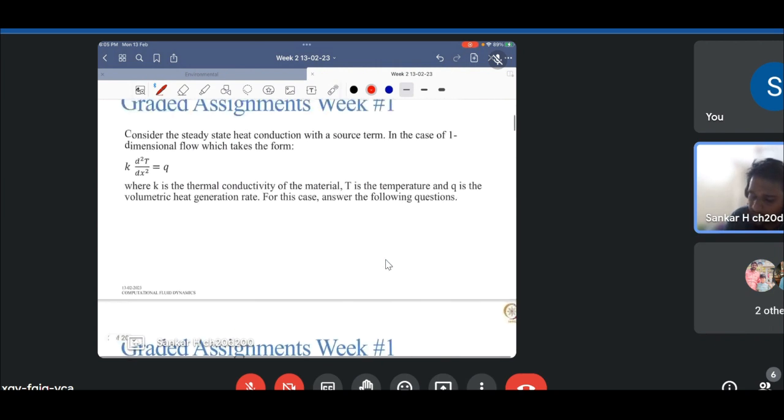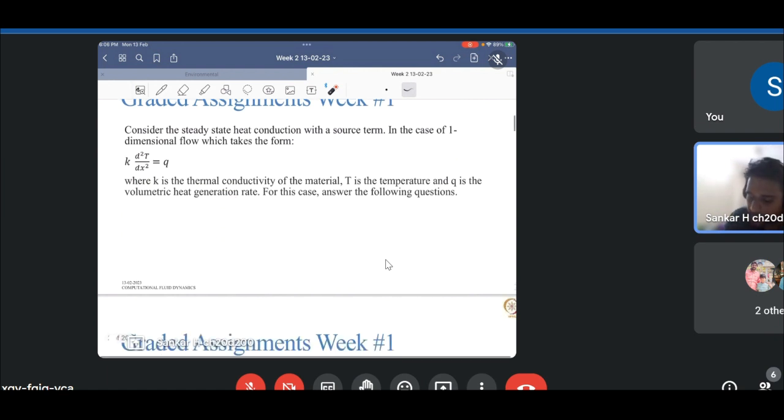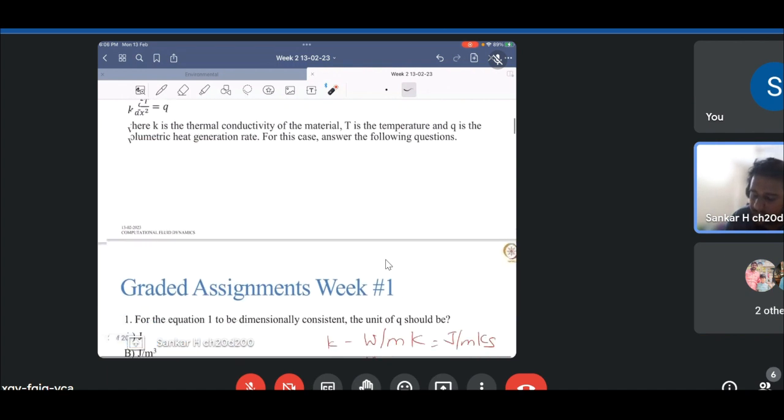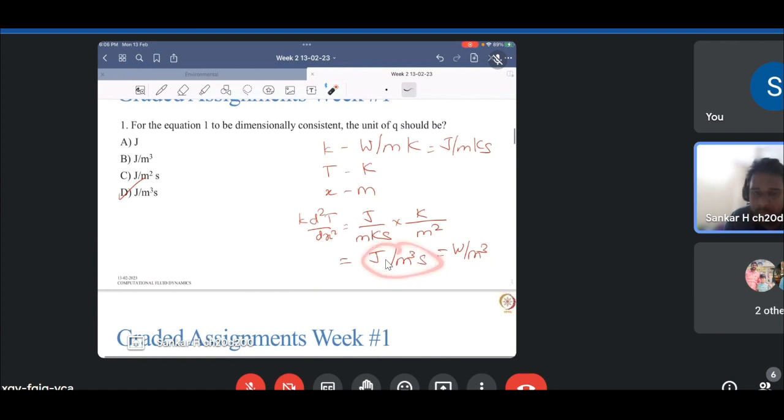Even without solving this, we can identify it from the term volumetric heat generation rate. Heat generation would be joules, rate would be per second, and volumetric would refer to per meter cube. So with respect to one volume per second, what is the heat generation? That is what is asked. And we'll get the answer as joules per meter cube per second.